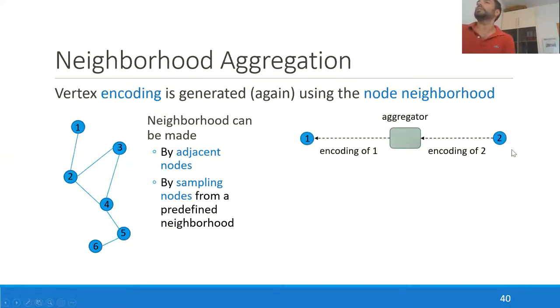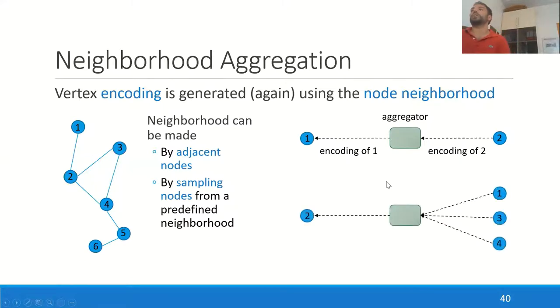And so basically, how does it work? In this particular case, if I'm restricting to single direct neighbor, if I'm computing the encoding of 1, I will take into consideration, for instance, the encoding of 2, feed it into the aggregator, this magic aggregator function, and obtain the encoding for node 1. Same thing I can do, for instance, for obtaining the encoding of node 2. I'm only using direct neighbors. In this case, direct neighbors are 1, 3, and 4. I take the encoding of 1, 3, and 4, aggregate them through my magic box, green box, and obtain node 2.